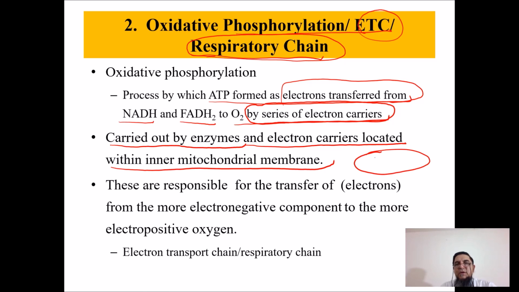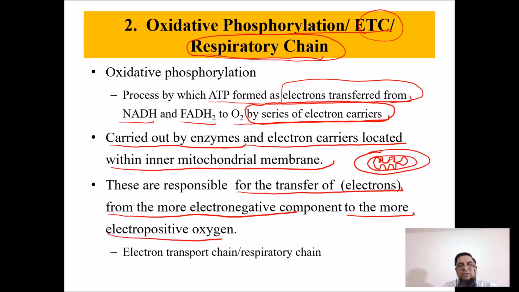So this is the mitochondria, this is the inner mitochondria. On the cristae of the inner mitochondria, these carriers are situated. They are responsible for the transfer of electrons from more electronegative, say for example NADH, to more electropositive, that is oxygen. This place is called the electron transport chain or respiratory chain. Because oxygen is involved, we call it a respiratory chain.